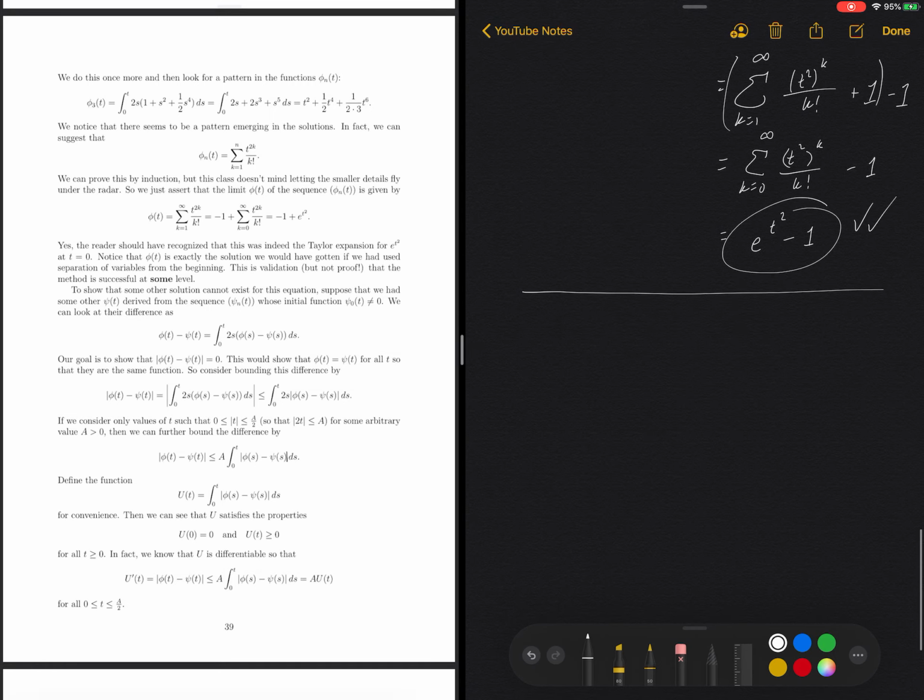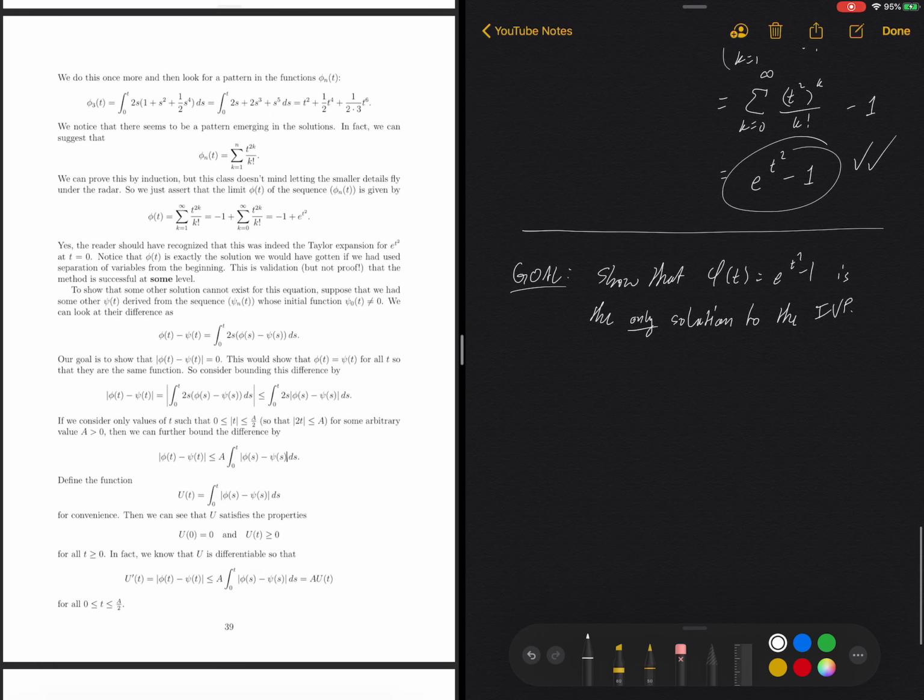Well, here's where we start to go into the realm of pure math. Here's how this looks in a more general setting. Our goal here is to show that the phi function that we came up with, phi of t equals e to the t squared minus 1, is the only solution to the IVP. And here's the strategy behind this one.